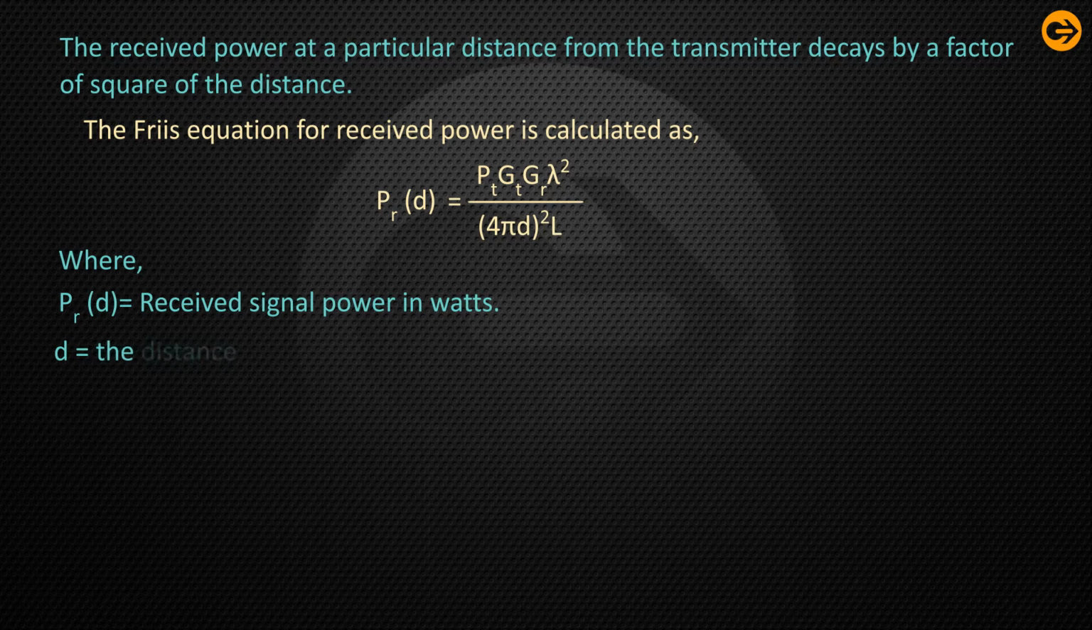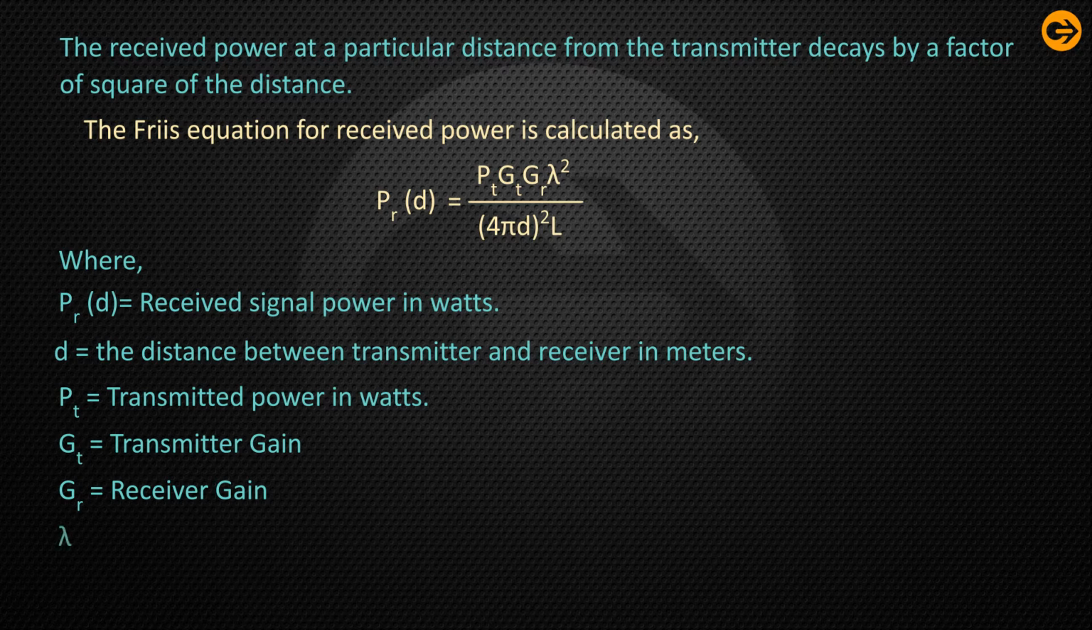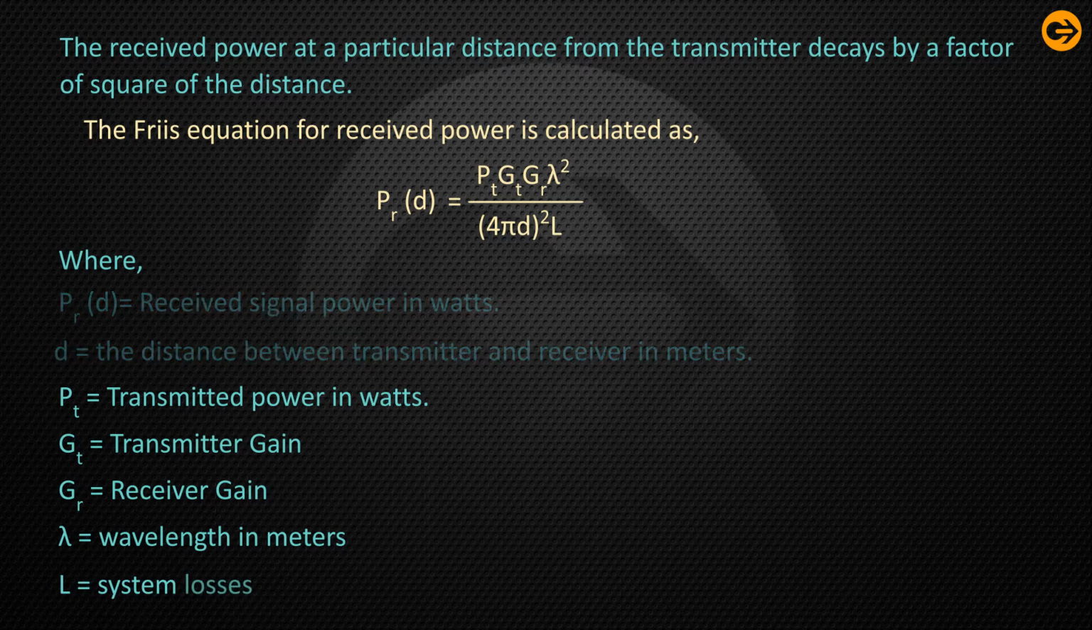D is the distance between the transmitter and the receiver in meters. PT is the transmitted power in watts. GT is the transmitter gain and GR is the receiver gain, and lambda is the wavelength in meters. L is the system losses.